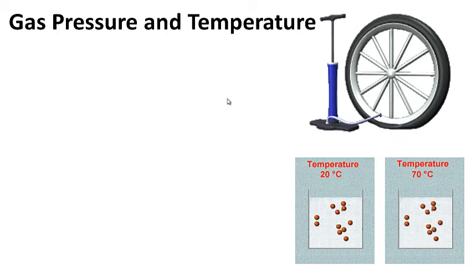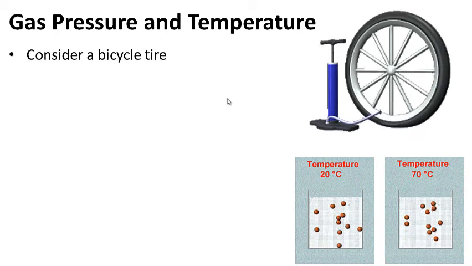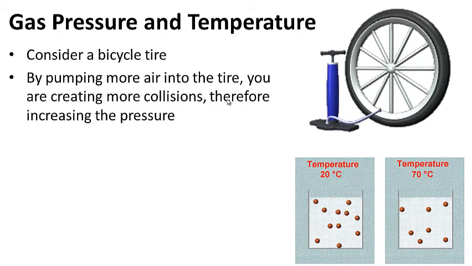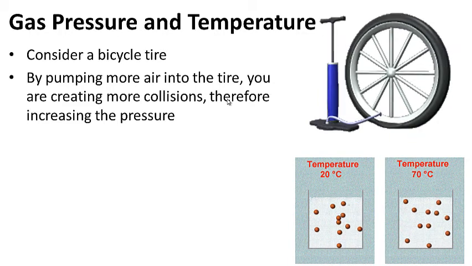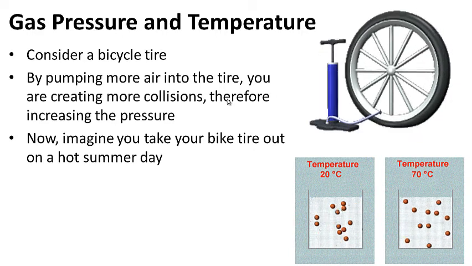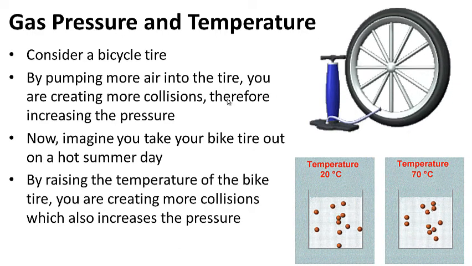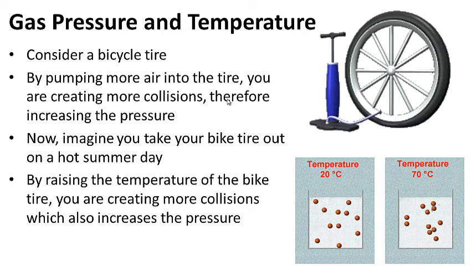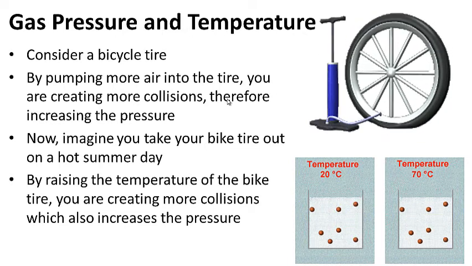Gas, pressure, and temperature. Consider a bicycle tire. By pumping more air into the tire, you are creating more collisions, therefore increasing the pressure. Now imagine you take your bike tire out on a hot summer day. By raising the temperature of the bike tire, you are creating more collisions, which also increases the pressure.